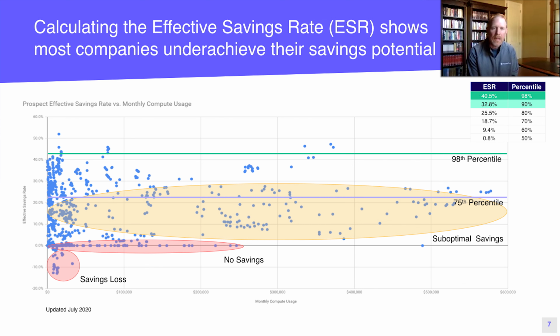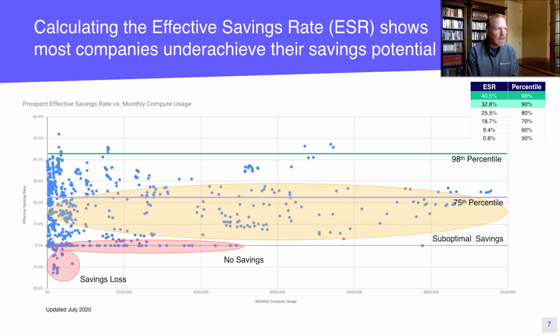So what are prospects without our service? This is generally people using either a cloud management platform tool, scripts, Excel spreadsheets, what have you. What kind of results are they achieving? And on the y-axis, you're seeing the effective savings rate.